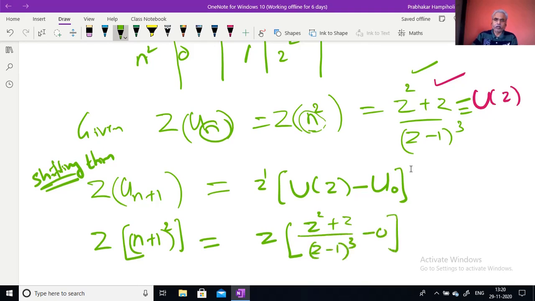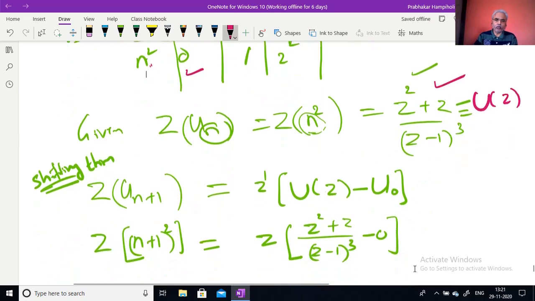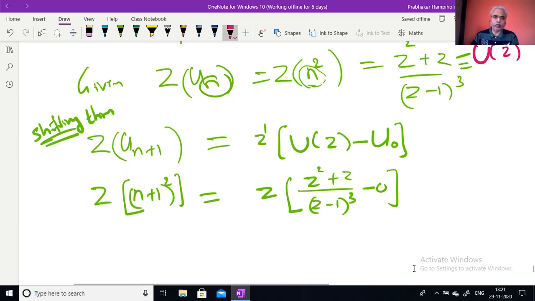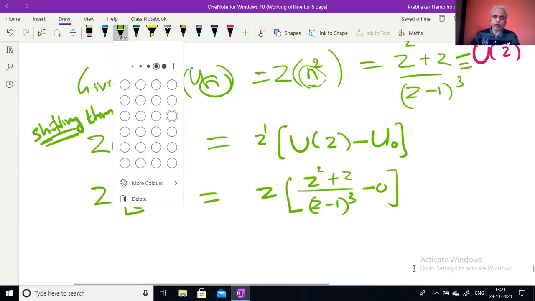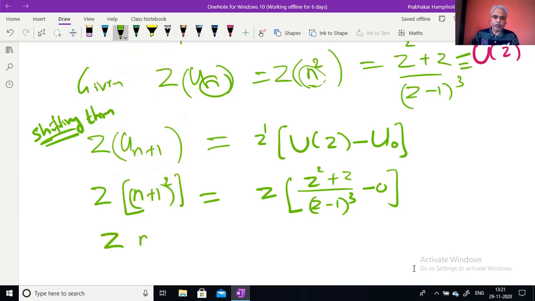Minus 0, because just now you found 0 here for u0. You have to go on substituting into the given u_n function: n equal to 0, n equal to 1, and so on. So u0 equal to 0, you have to substitute. Correspondingly, we got the answer: z of u_(n+1) is z into (z square plus z) divided by (z minus 1).